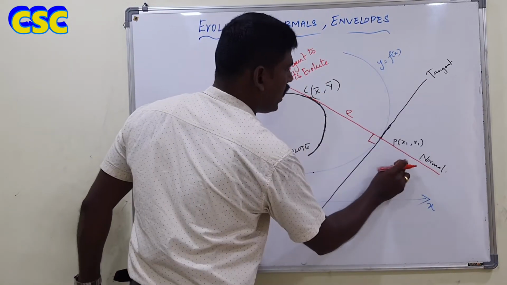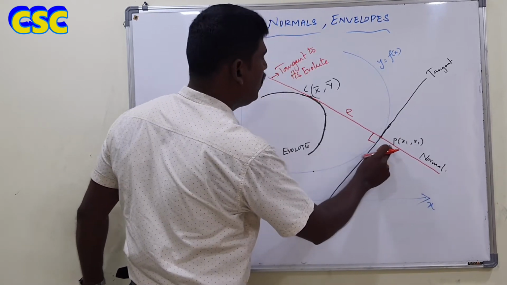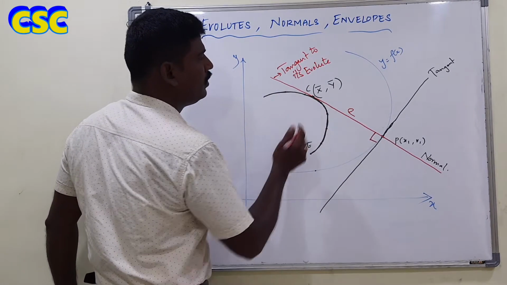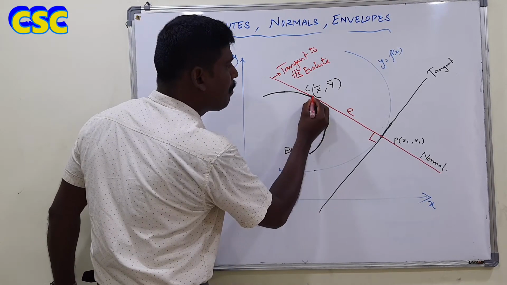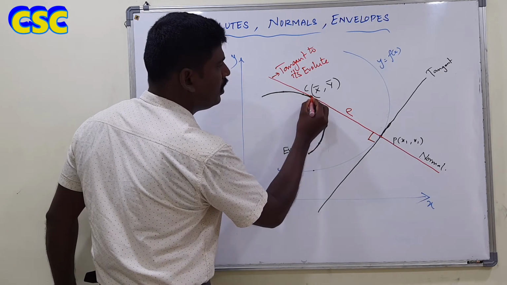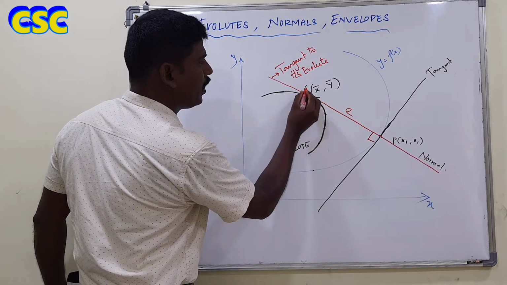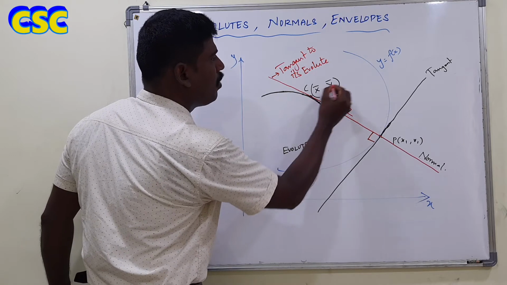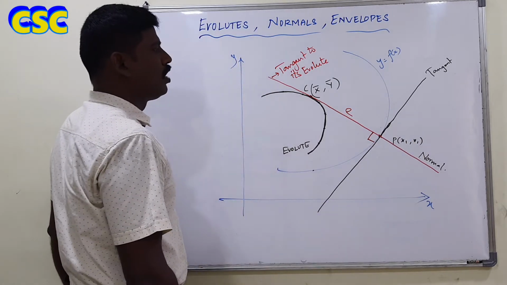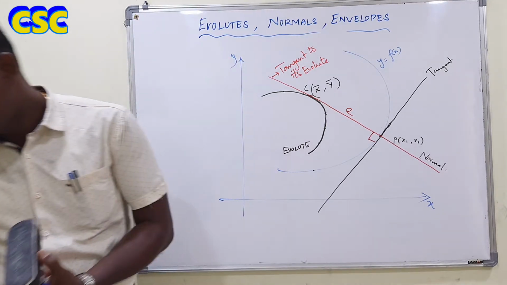Now, this straight line is perpendicular to the given curve at the point. The same line becomes a tangent to its evolute, and it touches the evolute at exactly one point. That point of contact, the common point between the evolute and the normal, is nothing but the center of curvature (x bar, y bar) at the corresponding point P(x1, y1). That's the most important result. Right? Next one.